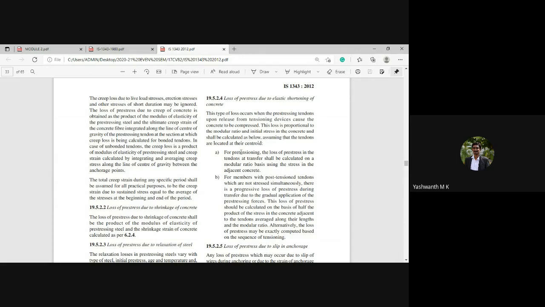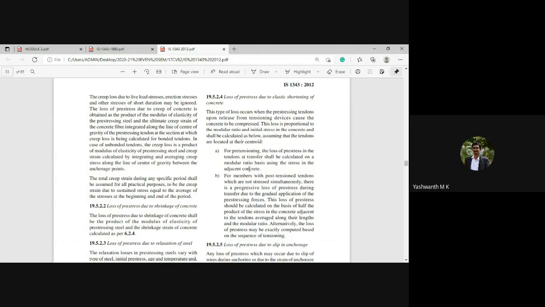Is it clear? Next, coming to the pre-tensioning case. For pre-tensioning, the loss of pre-stress in the tendon at transfer shall be calculated on modular ratio basis using the stress in the adjacent concrete. So for the pre-tensioning case, loss of pre-stress due to elastic deformation or shortening of concrete equals modular ratio multiplied by fc, that is the compressive stress in the concrete at the level of steel. This is the formula you are going to use to calculate the loss of pre-stress due to elastic shortening.